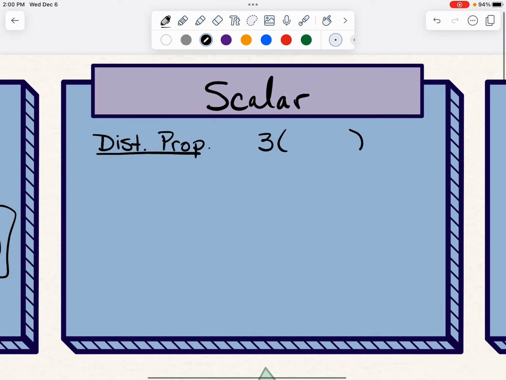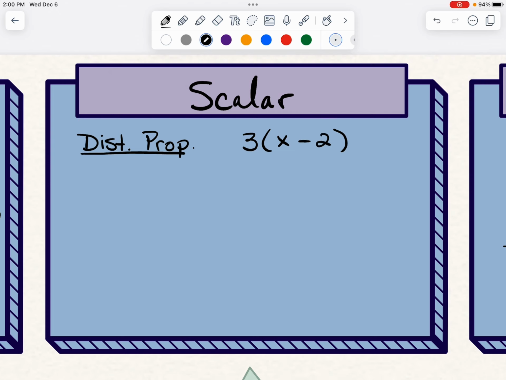So if we remember, the distributive property looks something like this. You may have had an x minus 2 or something like that. And in order to distribute, you would multiply the 3 times everything in the parentheses. So this would be 3 times x, which is 3x, and 3 times negative 2, which is negative 6. And then that would be as far as you could go for that problem, since there are no other like terms.